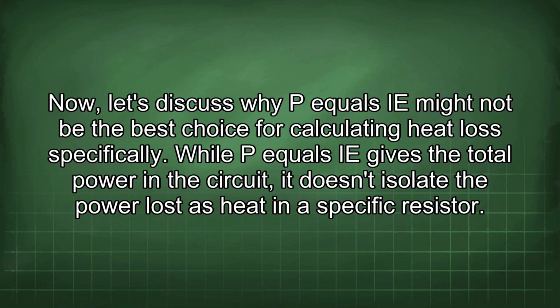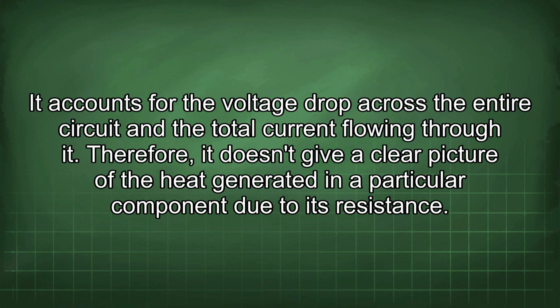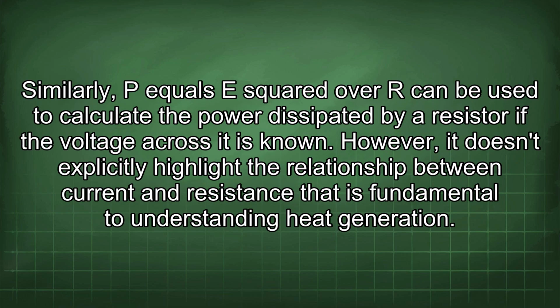Now, let's discuss why P equals I times E might not be the best choice for calculating heat loss specifically. While P equals I times E gives the total power in the circuit, it doesn't isolate the power lost as heat in a specific resistor. It accounts for the voltage drop across the entire circuit and the total current flowing through it. Therefore, it doesn't give a clear picture of the heat generated in a particular component due to its resistance. Similarly, P equals E squared over R can be used to calculate the power dissipated by a resistor if the voltage across it is known. However, it doesn't explicitly highlight the relationship between current and resistance that is fundamental to understanding heat generation.